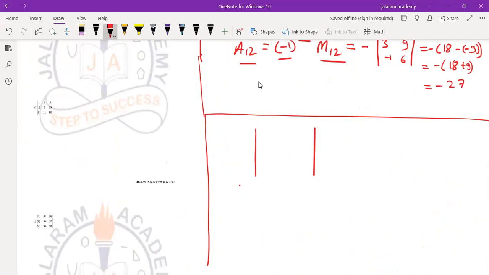And we will use the same symbols. A11 means element of first row, first column. A12 means element of first row, second column. A13 means element of first row, third column. A21 means element of second row, first column. A22 means element of second row, second column. A23 means element of second row, third column. A31 means element of third row, first column. A32 means element of third row, second column, and A33 means element of third row, third column.